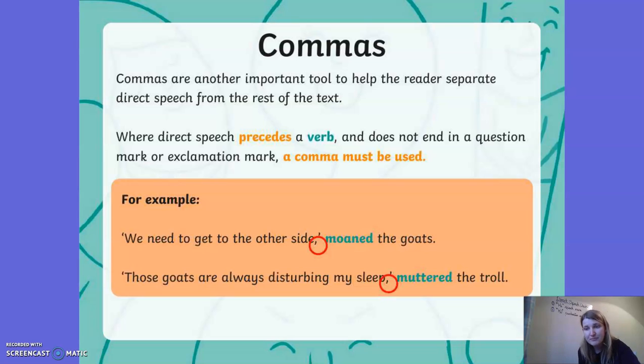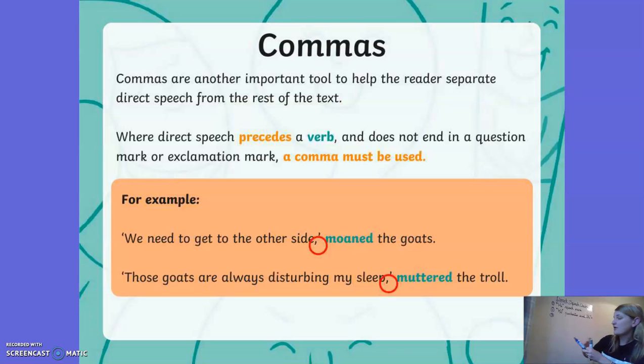Right, commas. Now, these are really important. We mentioned them earlier, if you're using it as part of the speech, but they're also really important when we're separating what's being said by the speaker and the rest of the text or the rest of that sentence. Okay, so we've got two different ways of doing this. If we've got, like it says on here, if the speech comes before the verb, so a verb is said, or another word for said. So if we've got speech, then who said it afterwards, we use a comma.